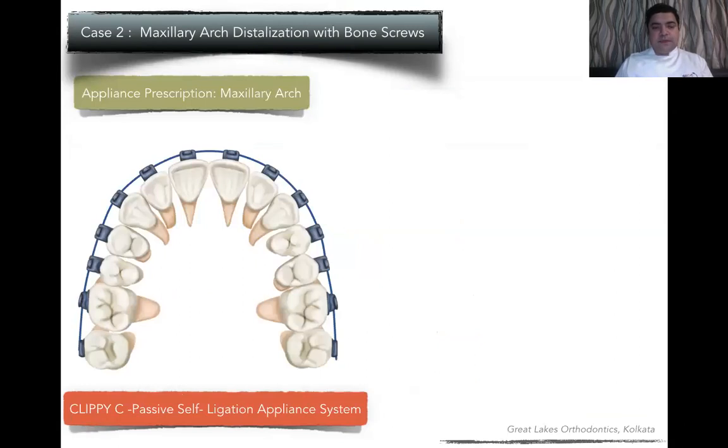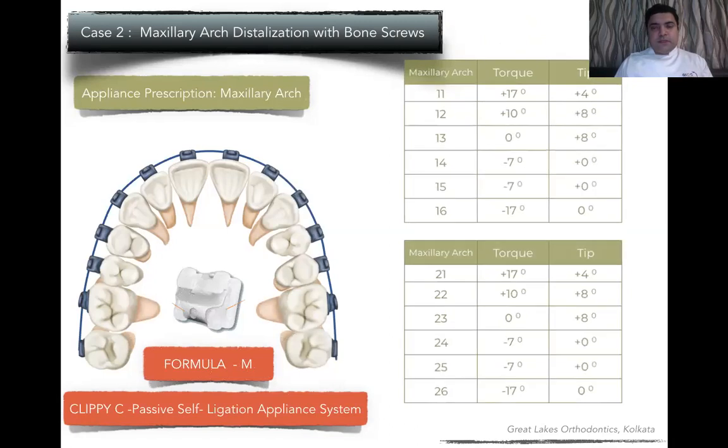So what is the appliance prescription that we have? We have a Clippy C. This patient was very conscious about looks, and therefore we opted for a passive self-ligation system, a ceramic one, and we use a formula M1. So that's the MBT system. So what are the torque and the tip values of this? It's like the regular MBT brackets.